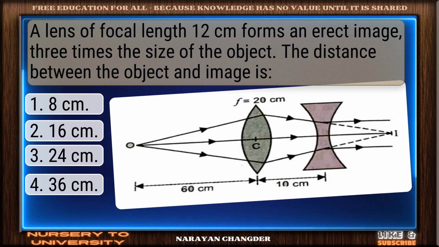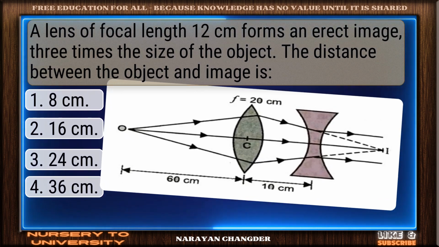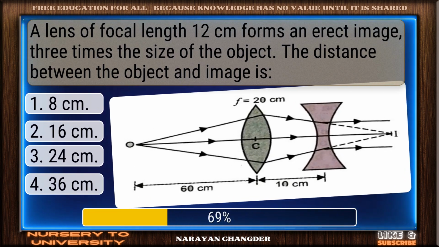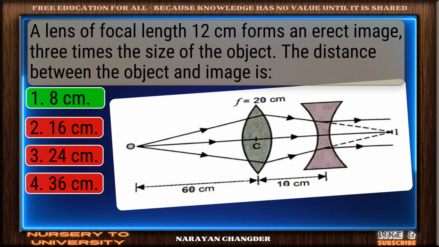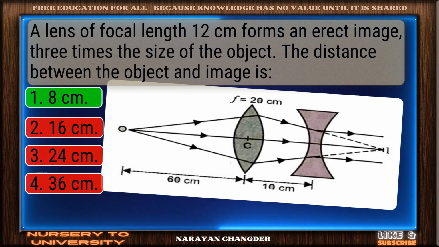A lens of focal length 12 cm forms an erect image 3 times the size of the object. The distance between the object and image is... You got it! Your choice 8 cm is right.